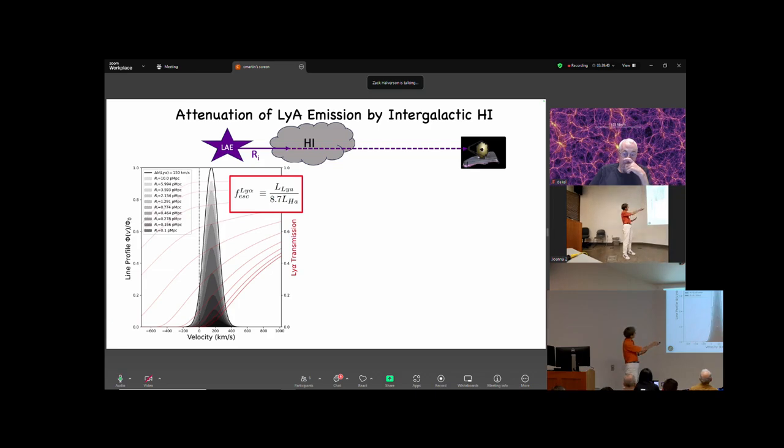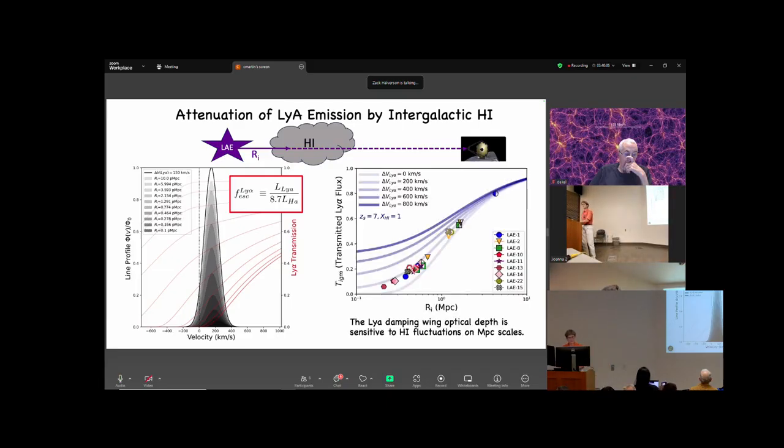And I'm showing here the different colors are bubbles of different sizes, where if you put a big ionized bubble around the Lyman alpha emitter, then a lot of the emission can get through, and there's only a little bit of attenuation. And with a small bubble, you would attenuate most of the line. What you're essentially measuring here is the distance from the galaxy to the first neutral patch, this r sub I. So plot it another way.